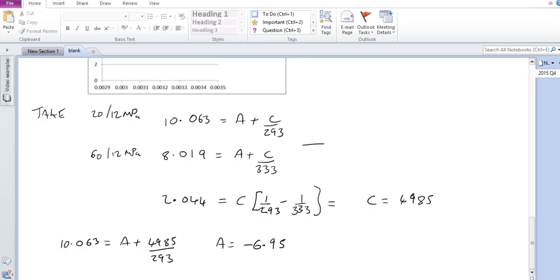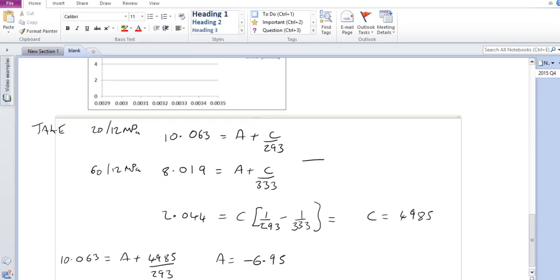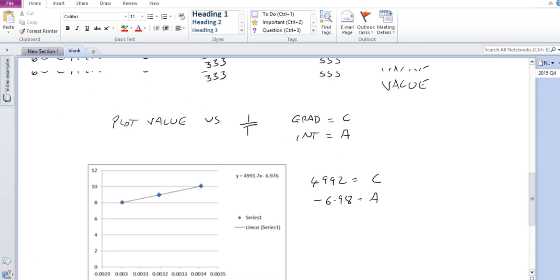So what we've got there is two different methods of working out A and C. C comes to be around about 5,000, A comes to be around about minus 7. Depending on how you do it, you will get slightly different answers. There's no actual right answer for this because it is simulated real data with a little bit of noise in there, so there may be some variations depending on exactly which data points you choose, but around about 5,000 and minus 7 are the values that we want for this.